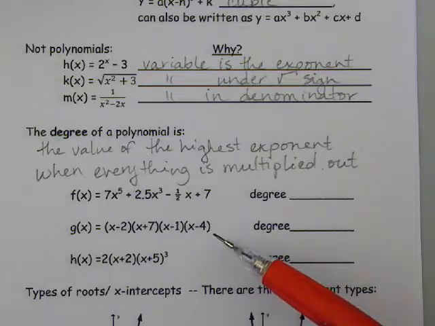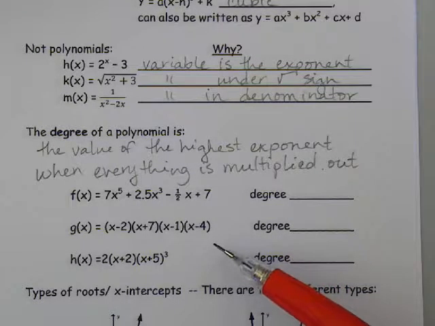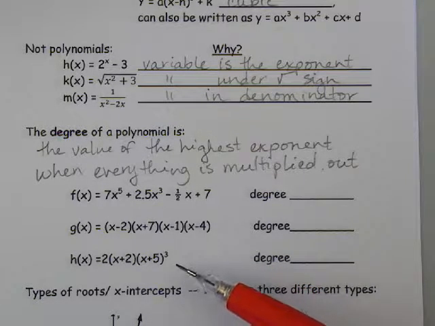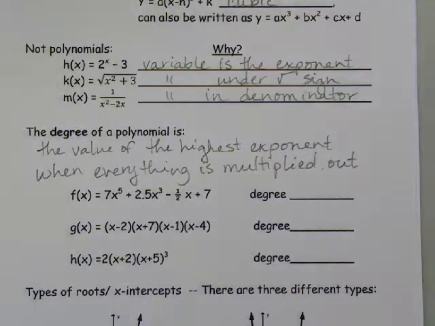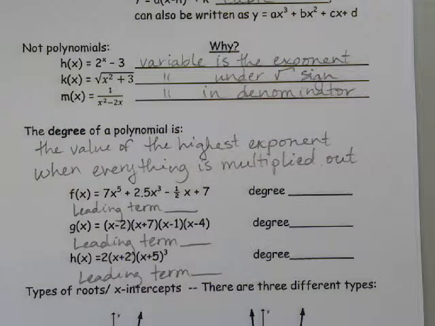G of x is in factored form, so we would have to figure out what our leading term and our highest exponent would be if we multiply that out. And the same thing with h. So what I want you to do is take a moment and discuss with your group what you think the degree is of all three of those, f of x, g of x, and h of x.